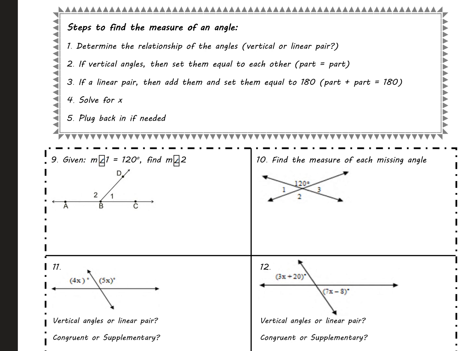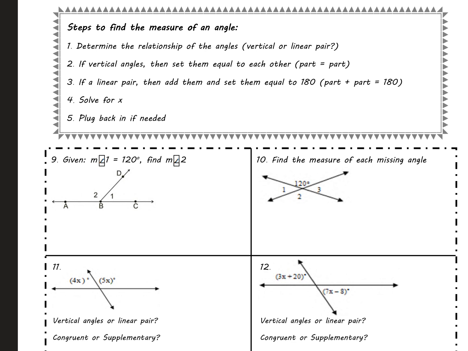If you're using vertical angles, then you have to use your part equals part. If you're using a linear pair, then you have to use the part plus part equals 180. Solve for x, and then plug back in if it's asking for a specific angle, okay? If it's asking for, like, what's on question 9, what's the measure of angle 2, we're gonna have to plug back in, all right?